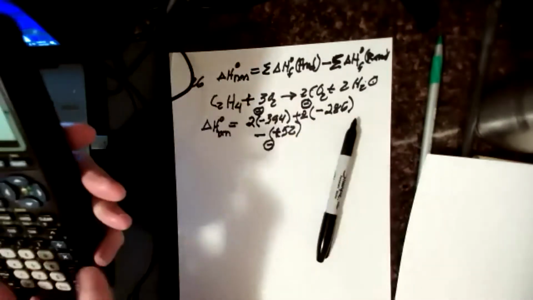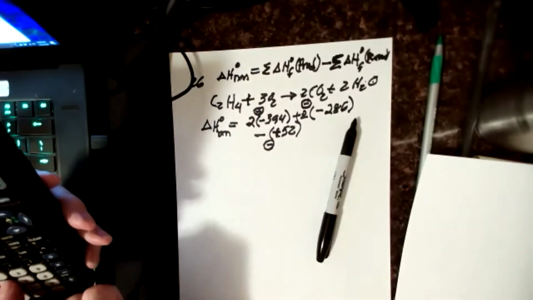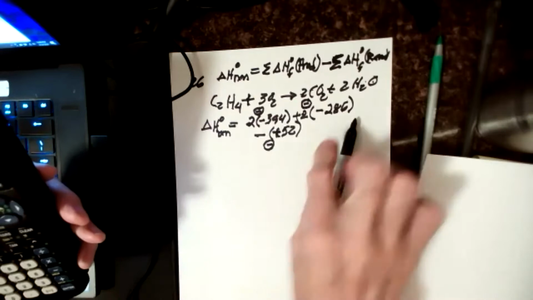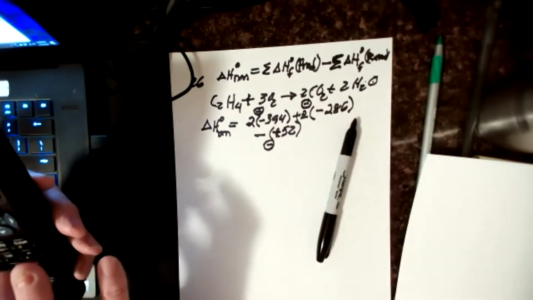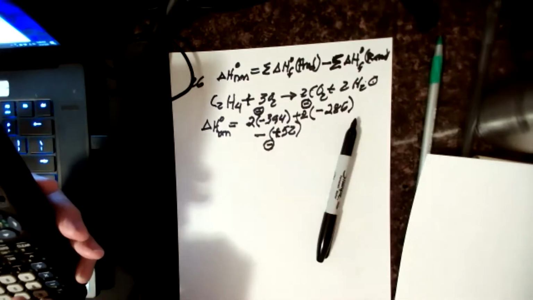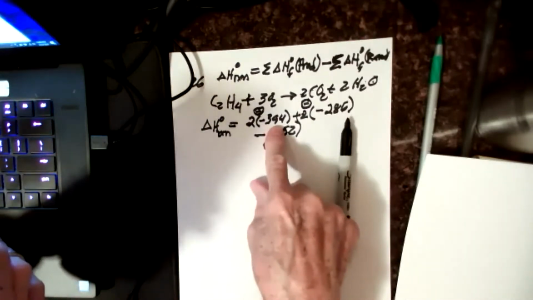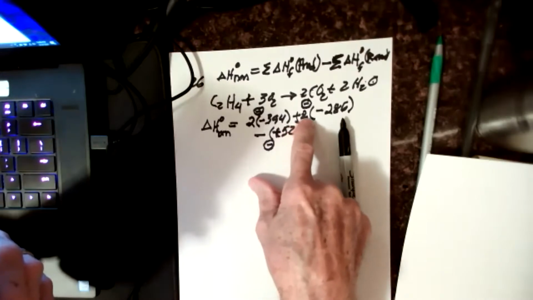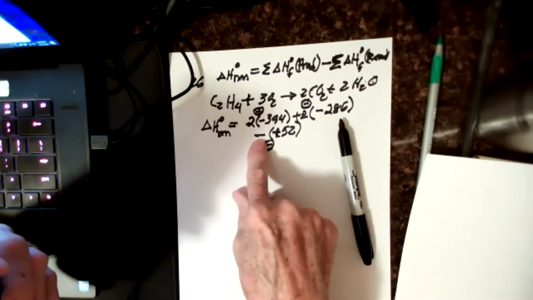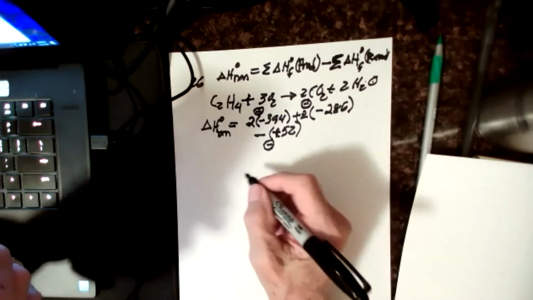So to go 2 times negative 394 plus 2 times negative 286, minus 1 times 52. So 2 times minus 394 plus 2 times minus 286, subtraction minus, not a negative value, minus value is 52. That should give me the correct answer.